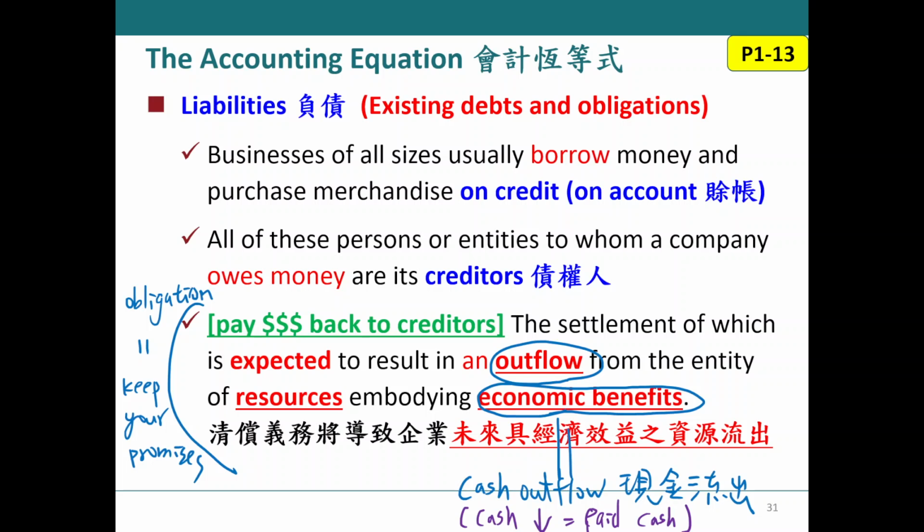Should we take a break? Yes. Okay, take a break. Then come back, we talk about the 4 kinds of liabilities we have.